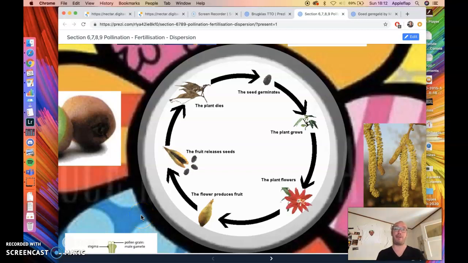This is about 5.4.2, so the second part of 5.4. Last lesson we learned about flowers and what flowers look like, and they've got their female parts, the pistils, and their male part, the stamen. Do you all remember? I said in that video that the two gametes come together and form a fruit. So that's where we're going in this video.